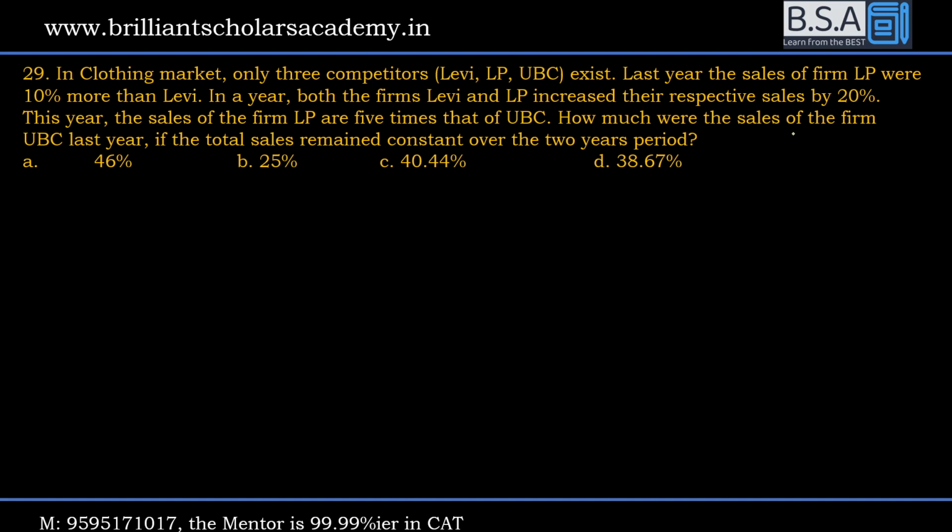Total market is fixed, total market is not changing. So in this case I am making assumptions, but how? Here Levi, LP and UBC are there. I am going to create data for 2 years and equate which firm is more. LP is 10% more than Levi. Can I say if Levi had a sale of 100, LP will have a sale of 110? I have no idea how much is UBC.